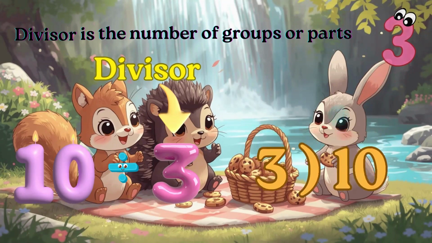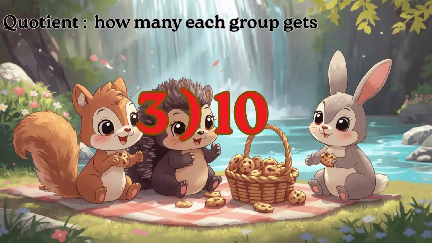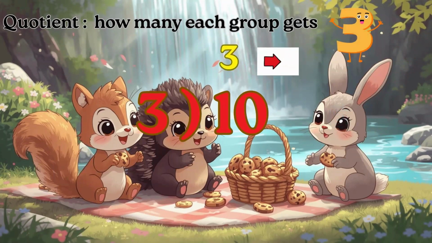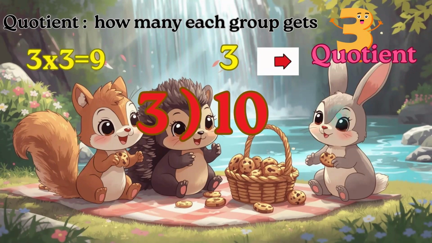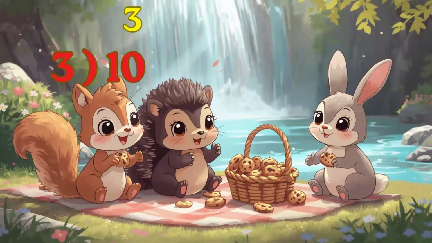Quotient is the answer to how many each gets when you divide equally. In the story, Benny makes 3 piles, and each pile has 3 cookies. So, the quotient is 3, meaning each friend gets 3 cookies.